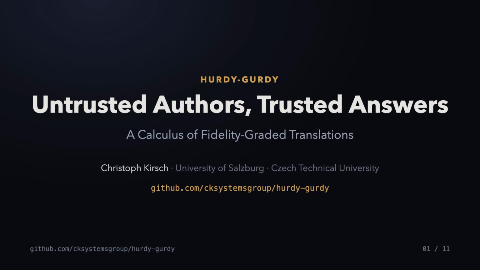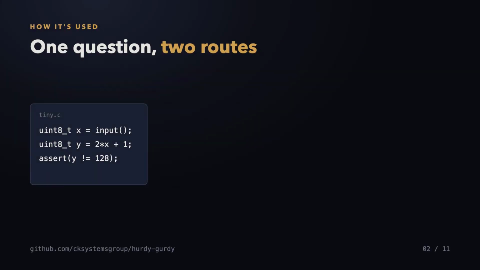This is hurdy-gurdy, a platform for deterministic, fidelity-graded translations between formal languages. It implements the calculus from the paper, Untrusted Authors, Trusted Answers, available as an arXiv preprint from the repository. The idea, in one sentence: to answer a question about a program, move the program to where the question is decidable, without ever trusting an unaudited step. Before anything else, an example.